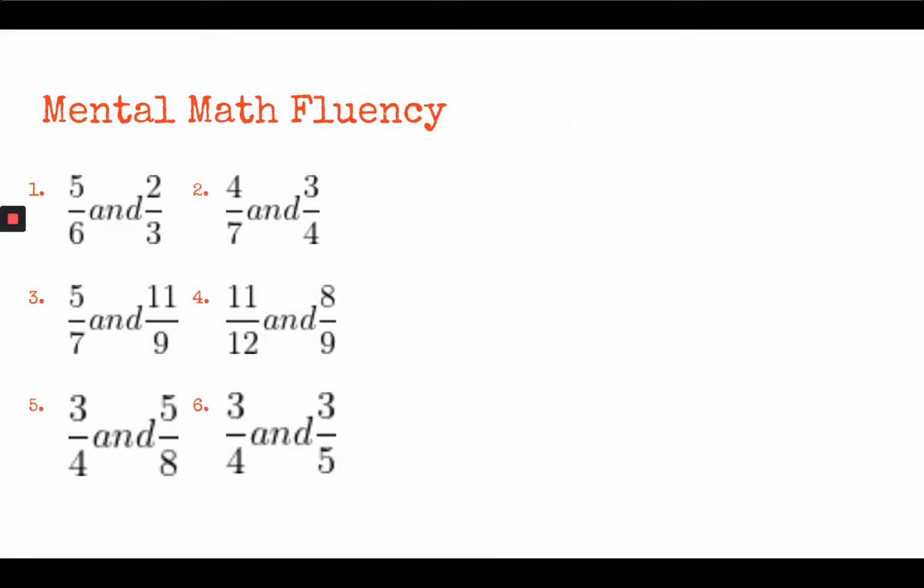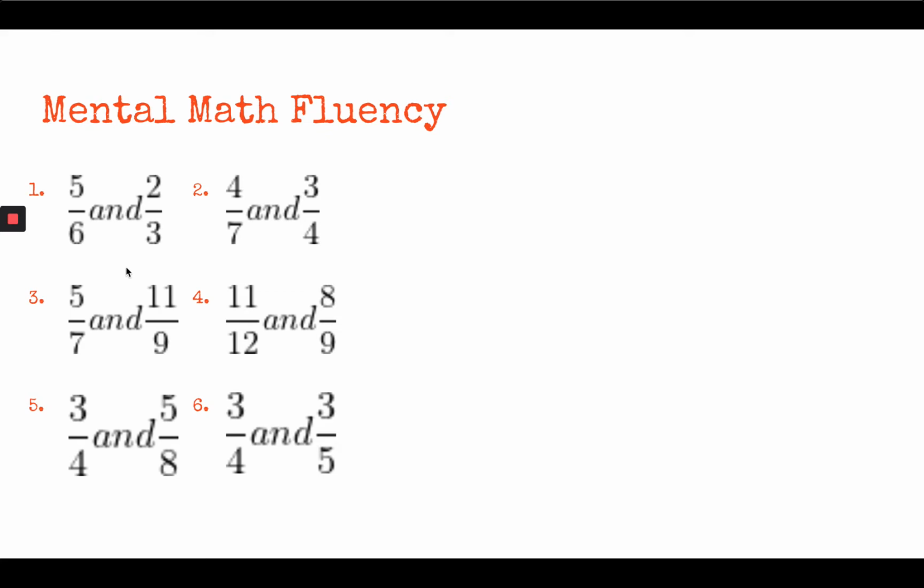So let's do a little bit of mental math and talk about common denominators, okay? Now you're not going to solve these right now. We're just going to work together to find out what possible common denominators we could use in order to solve them, okay? So for number one, I've got my fractions 5/6 and 2/3. So I'm going to look at my denominator, which is my bottom number, okay? And I'm going to think, what could a common denominator be for 6 and 3?